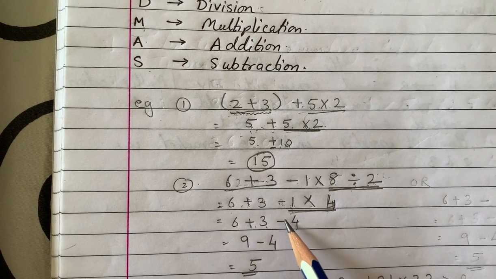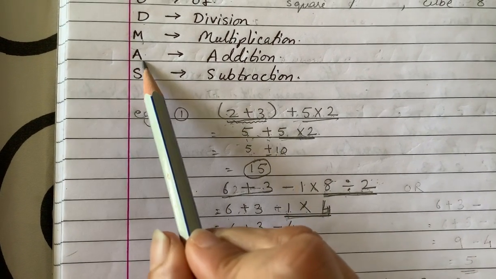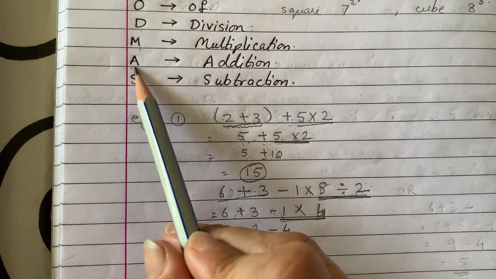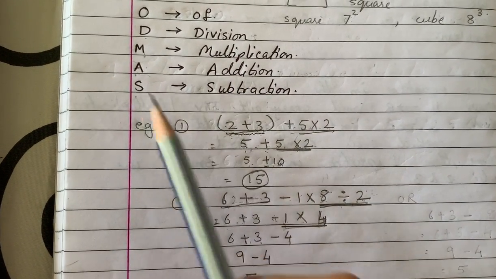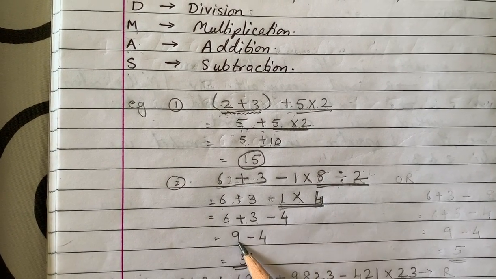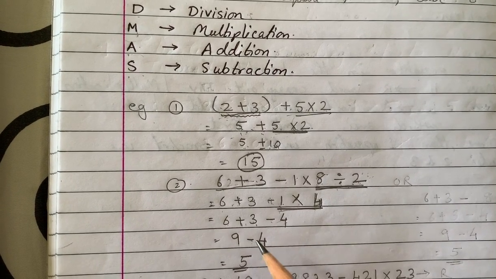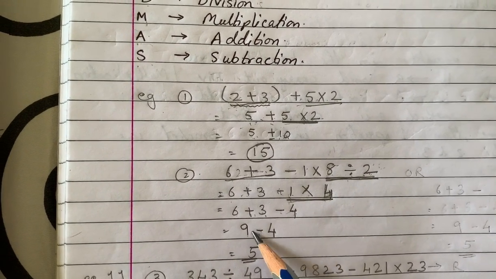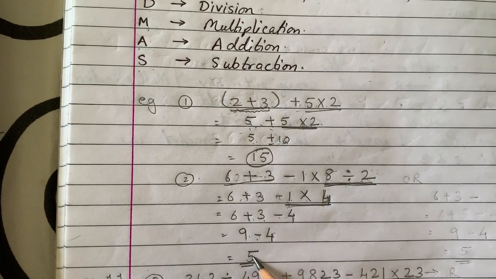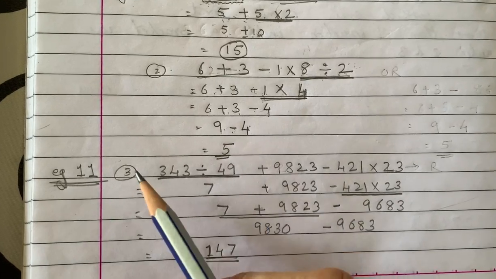Now addition and subtraction. So we will go first for addition. Here it says A, that is addition, and then we will be doing subtraction. So 6 plus 3 is 9. We keep this minus 4 as it is. Here it is only one operation, so we will be solving 9 minus 4 is 5. Now in your textbook we have one example.